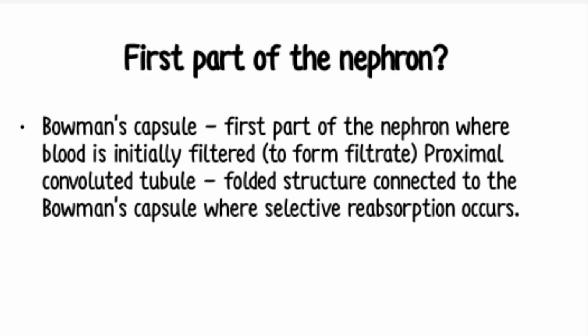Okay. Next, first part of the nephron is Bowman capsule. Okay, which reabsorption occurs in the Bowman capsule. ಹೆಂಗೆ reabsorption ಆಗ್ತತಿ? First part of the nephron where blood is initially filtered and proximal convoluted tubule folded structure connected into the Bowman capsule, where selective reabsorption takes place.